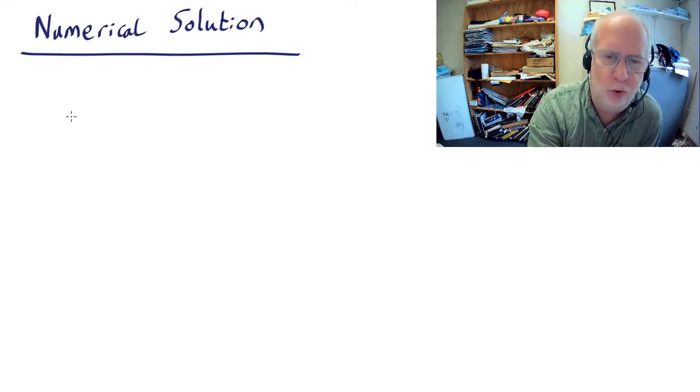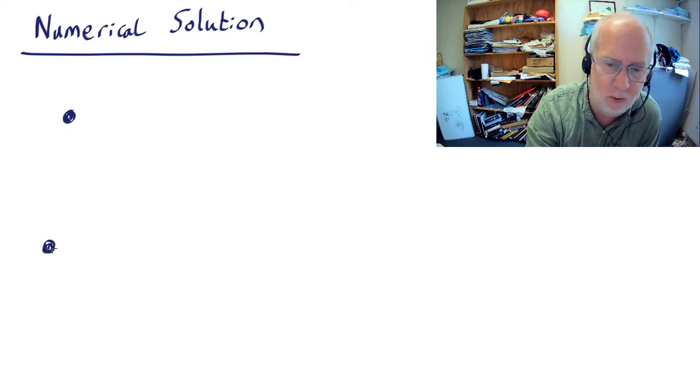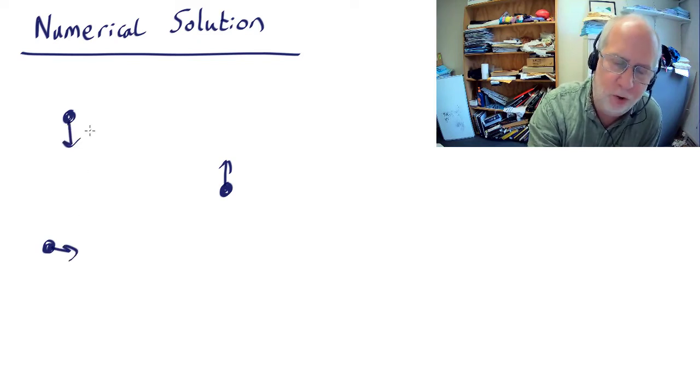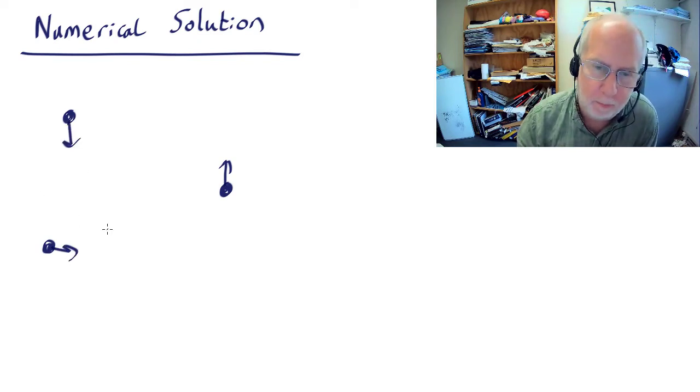Let's imagine we've got a three-body problem. So we've got object number 1 over here, object number 2 over there, and object number 3 over here. And they've all got some starting velocity and mass and position. And we want to work out where they're going to go.